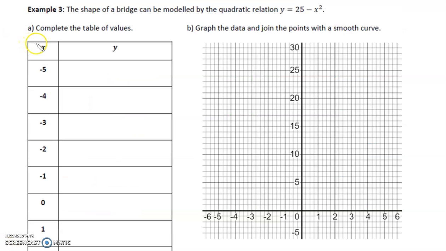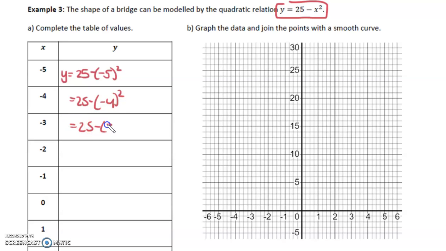Okay, example 3. The shape of a bridge can be modeled by this quadratic relation. We're going to complete the table of values from -5 to 3 and then plot these points. For the first 3, I'm going to show you how to substitute this in. So we have 25 minus x squared: 25 minus (-4) squared, 25 minus (-3) squared, 25 minus (-2) squared. And you keep going down this entire column for all of these points.